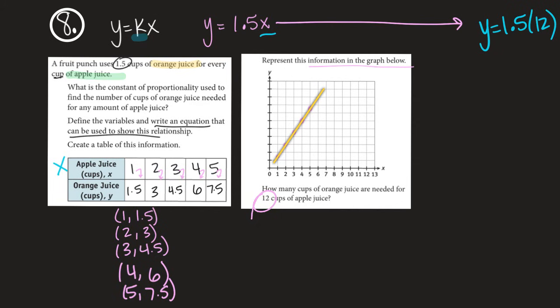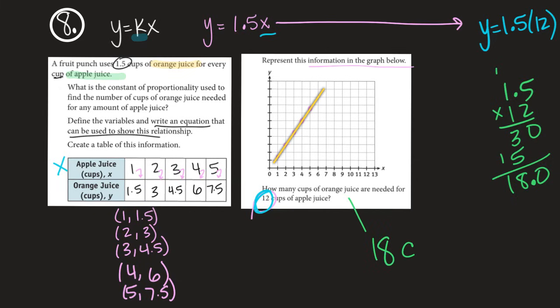I have 12 cups of apple juice. I want to know how many orange juice cups do I need. 1.5 times 12 will give me that answer. And I get 18. So I need 18 cups of orange juice for 12 cups of apple juice.